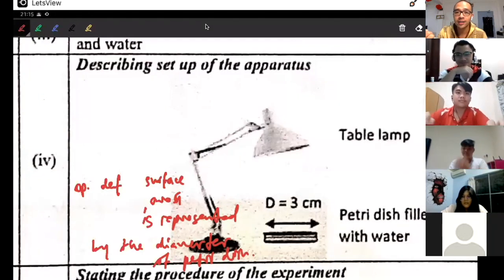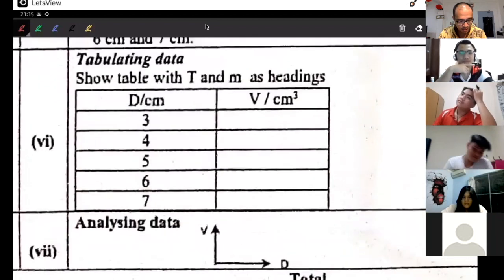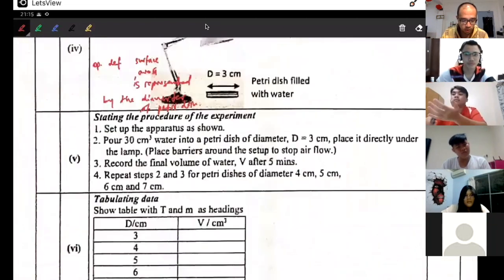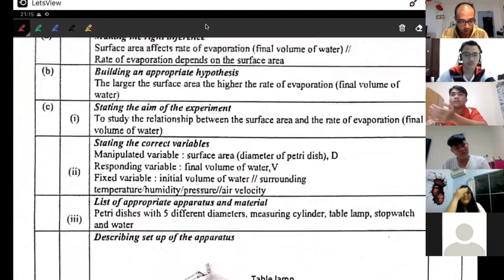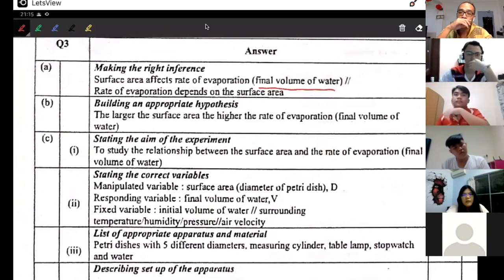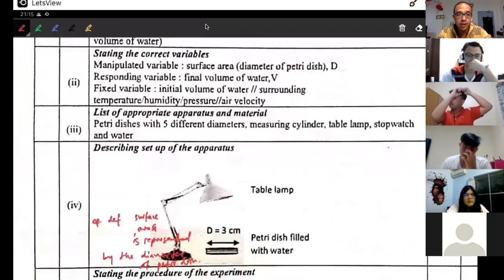Actually I don't know. If you honestly ask me, do you think this happens in seconds? Let me see the answer. Oh, it's a line graph instead. Okay, let's see. Hold on, I may be mistaken. So it says surface area affects the rate of evaporation, and it gives the final volume of water. Oh, okay. That means what you fix is the time. The larger the surface area, the higher the rate of evaporation.